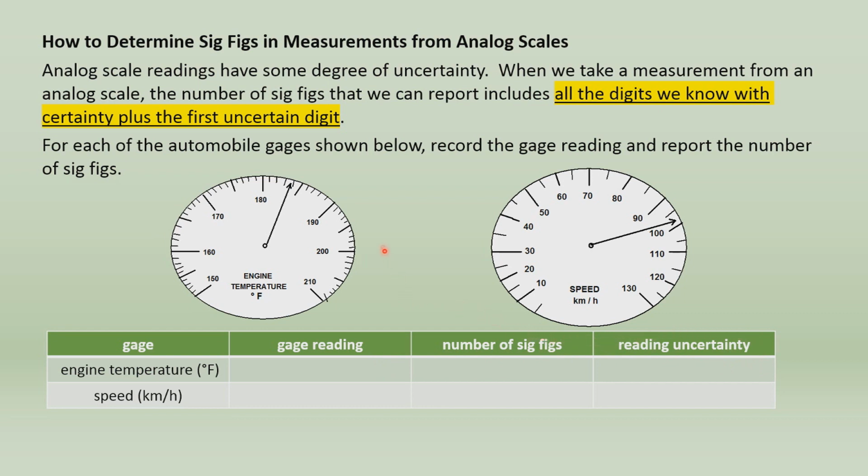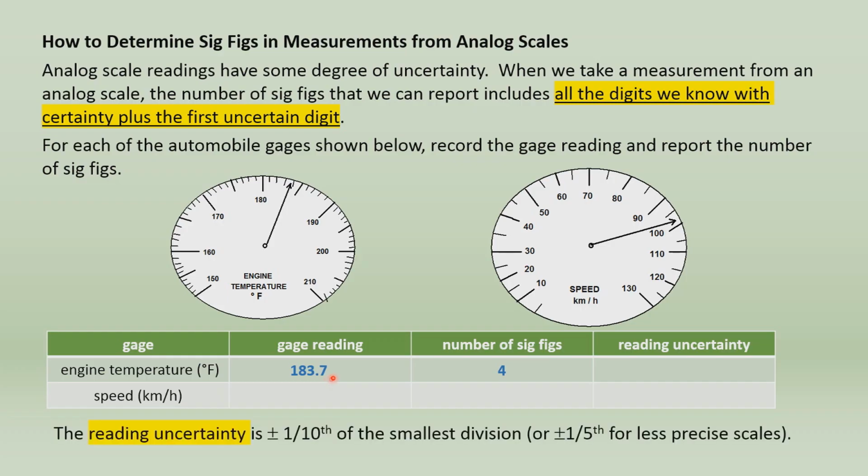So in the first case, the gauge reading for the engine temperature, well, this is 180 Fahrenheit, this is 190, this is 185, 184, and 183. So we can see for sure that the temperature lies between 183 and 184. So what temperature is that? Well, I would report 183.7. So I know the 1 and the 8 and the 3 are for sure, and I include in my significant figures my first estimate, which I say is 0.7. So the number of sig figs is 4. The 1, the 8, the 3 for sure, and the first estimate 0.7.